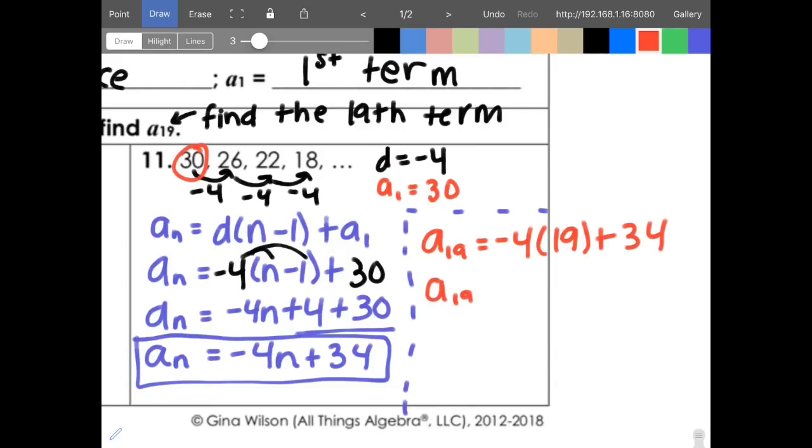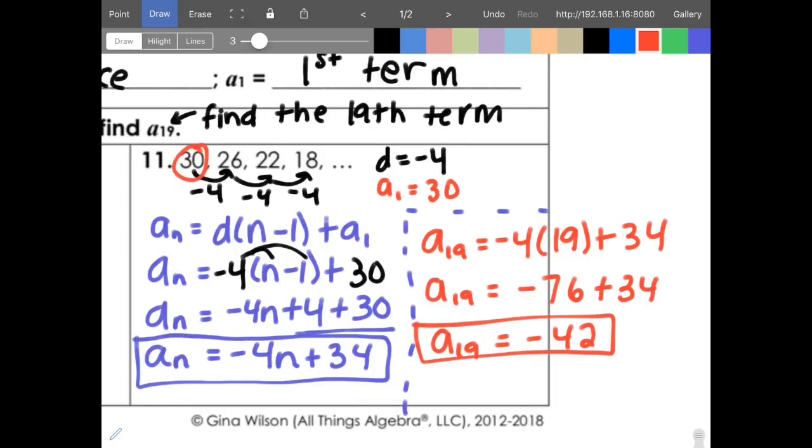So a sub 19, if you use your calculators, negative 4 times 19, I have to do it too, so I'm doing it on the side really quick. 4 times 19, 76, so negative 76 plus 34. So that means our 19th term here is negative 42. You just combine like terms. So negative 76 plus 34 is negative 42.